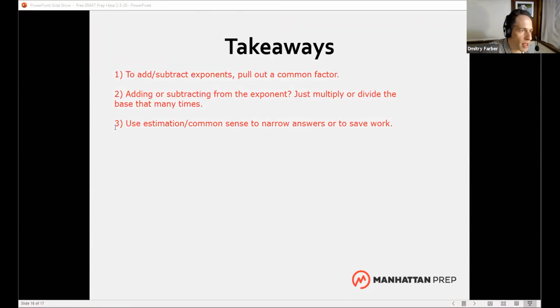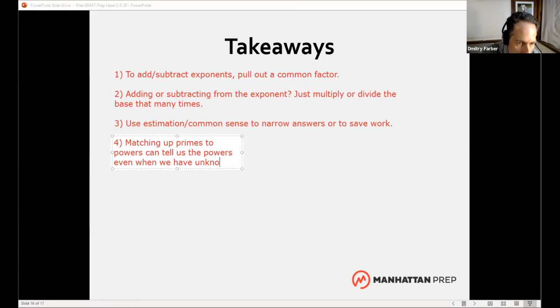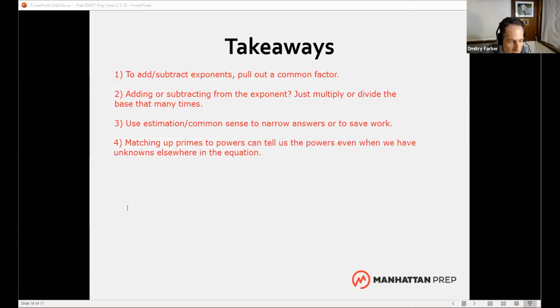All right, that makes sense? And yes, matching primes is very important, right? Matching up primes to powers can tell us the powers even when we have unknowns elsewhere in the equation. So if I don't know the powers of the threes, but the twos match up, then that's the twos I have, right? So if I know 2 to the x, 3 to the z is equal to 2 to the 5, 3 to the y, something like that, then I know that x is 5, even though all I know about threes is z equals y. But I still know x is 5.